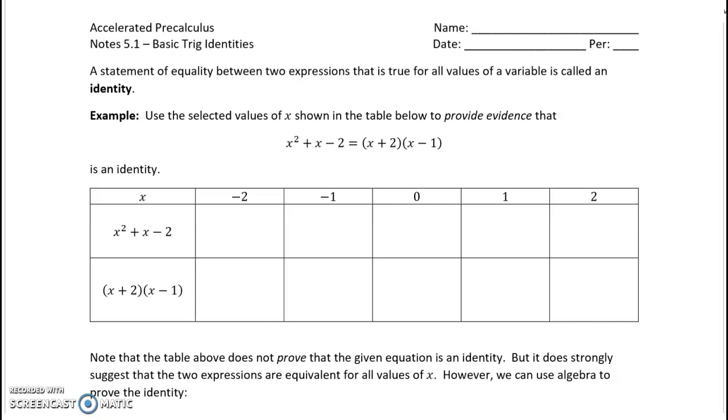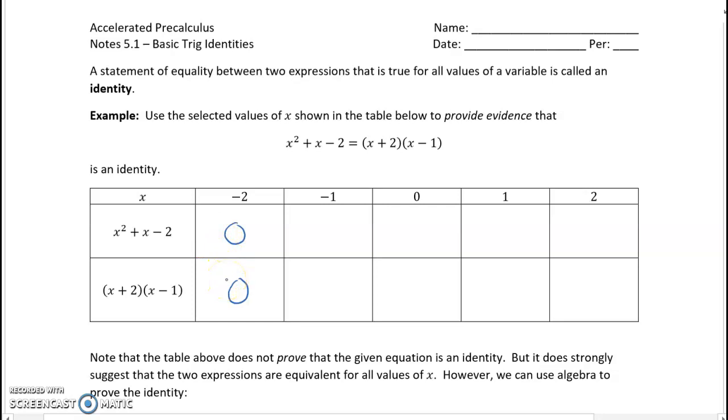I'm going to provide you some numerical evidence that this expression and this expression are actually the same thing. And to do that, we're going to plug in a few different values of x and see what we get. If x equals negative 2, and I plug it into this trinomial, I get 4 minus 2 minus 2, which is 0. However, if I plug in negative 2 into the factored form, I get negative 2 plus 2, which is 0, times I don't care, because 0 times anything equals 0. So we see that the two expressions are equal to each other when x equals negative 2.